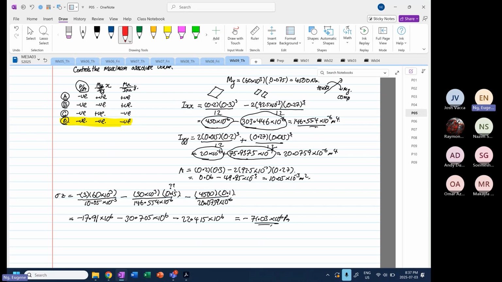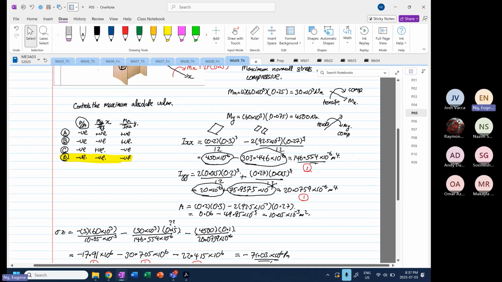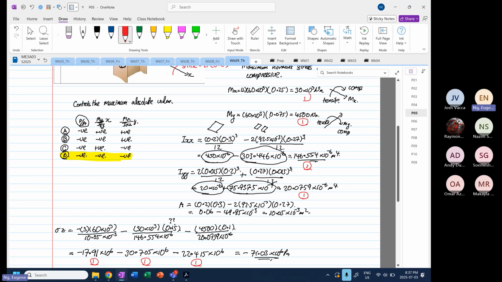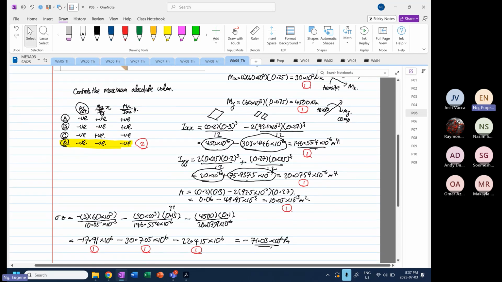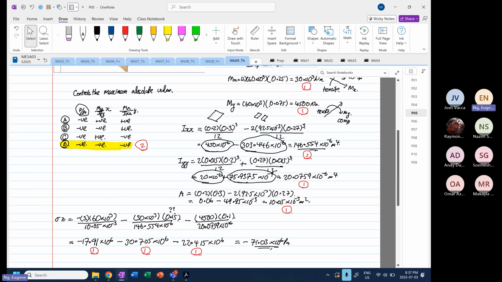So if you were to ask me, Eugene, how are you going to grade this? This is 1 mark, 2 mark, 3 mark, 4 mark, 5 mark, 6 mark, 7 mark, 9 mark, 10 marks. Can you see that? So that's why it's so important that you all break things down. If you just show one value, it's 3 marks gone.